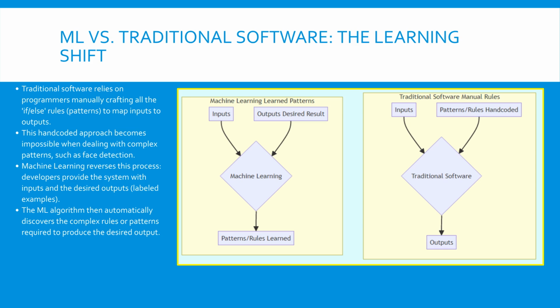This diagram clearly shows the difference in how outcomes are generated. On the top, for traditional software, you must provide the inputs, I1, and the patterns or rules, P1, that the programmer explicitly wrote. The software, TS, then calculates the outputs, O1. On the bottom, for machine learning, you provide the inputs, I2, and the desired outputs, O2. The machine learning process, ML, then discovers the complex patterns or rules, P2, itself. This learned pattern is the core of the ML model.